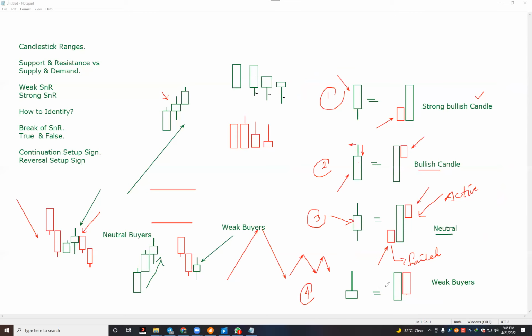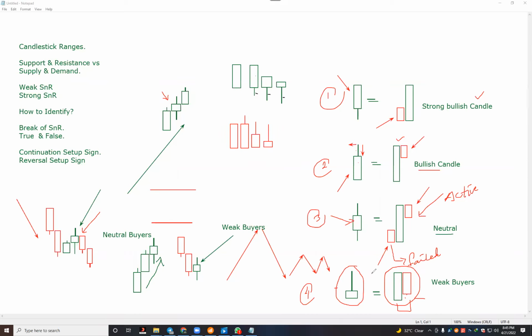Now, if someone has information about the patterns, which pattern is this? The name of this pattern? Dark cloud cover. Very good. The dark cloud cover and the inverted hammer are the same thing. Only this one is in one candle and this dark cloud cover is in two candles.